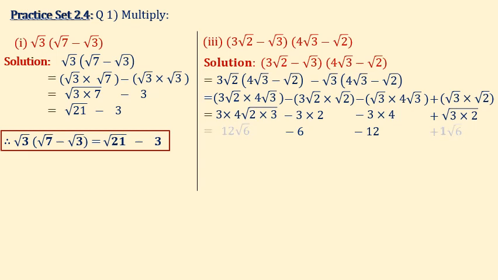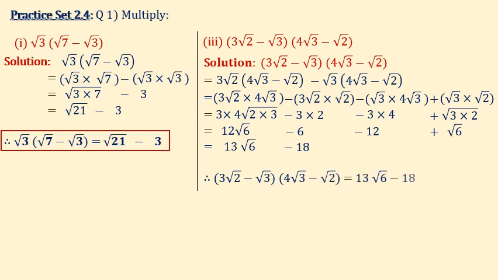Now 12 root 6 plus root 6 will give us 13 root 6. Minus 6 minus 12 gives us minus 18. So the answer obtained is 13 root 6 minus 18, which is again a binomial quadratic surd.